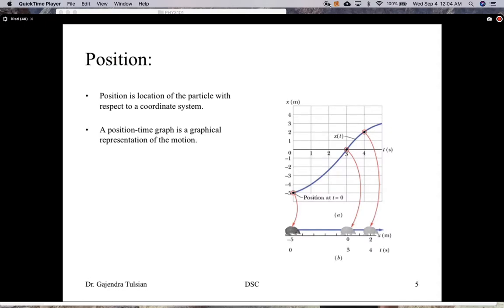So as we saw, for instance, here is another motion. Here is an armadillo walking back and forth along the x-axis, and its position, its x coordinate as a function of time, is given by this graph. So this graph tells you where the armadillo is at all times. If you ask where is it at 1 second, there it is at minus 4 meters. At 3 seconds, it's at the origin, and so on. So a position time graph is a graphical representation of the motion.